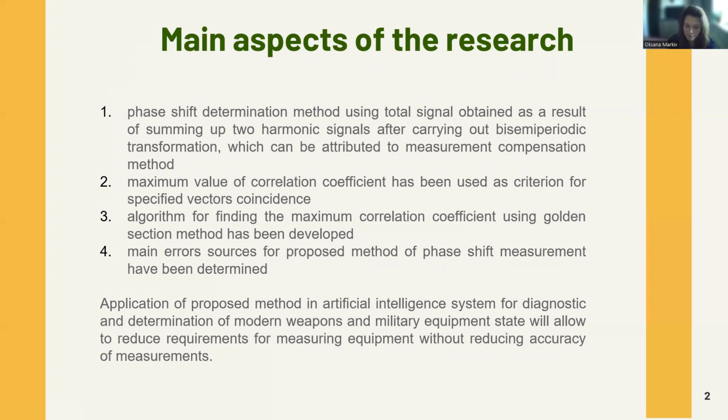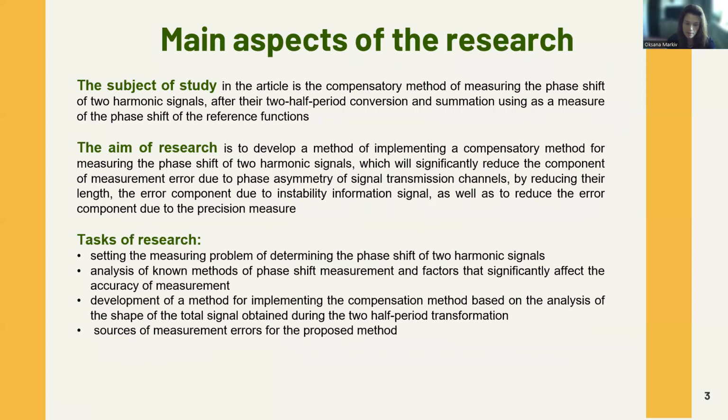The maximum value of the correlation coefficient has been used as the criterion for specified vectors coincidence. Algorithms for finding the maximum correlation coefficient have been developed, and the main error sources for the proposed method. For diagnostics and determination of the state of modern weapons and military equipment, it will allow reducing requirements for measuring equipment without reducing accuracy of measurements. This slide demonstrates the subject of our study, the aim of research, and the main tasks of research, which you can see from the slide.